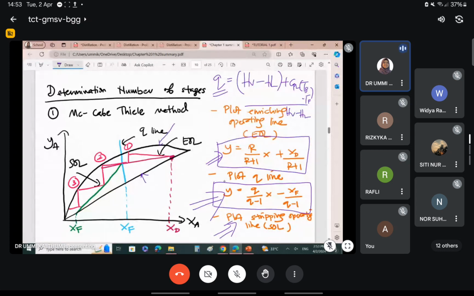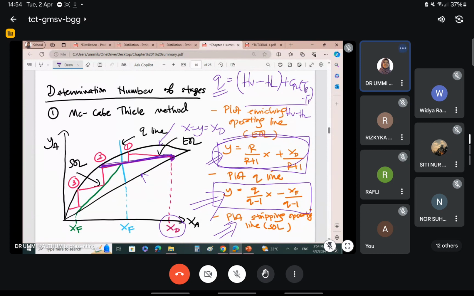How to plot the enriching operating line? Using this equation, plotted at x equal y equal XD. Plot kat sini XD, the composition in distillate. We start here. So cari lagi satu titik, paling senang, make it x equal 0, so you dapat nilai y. So dapat lagi satu titik, make it a line. So ini adalah enriching operating line.